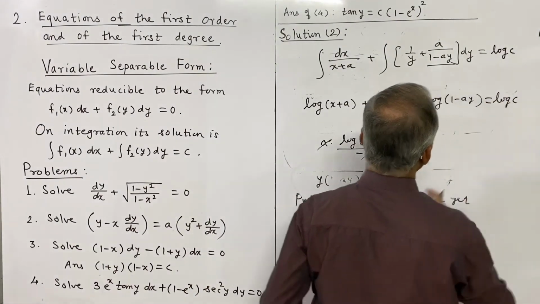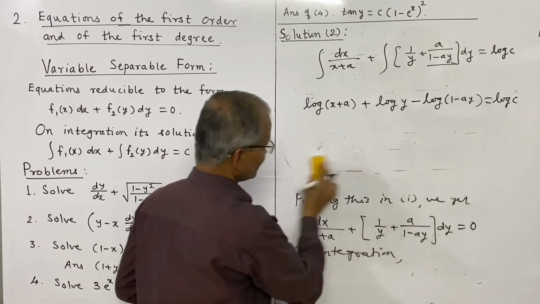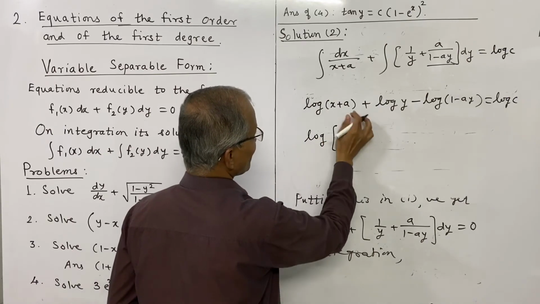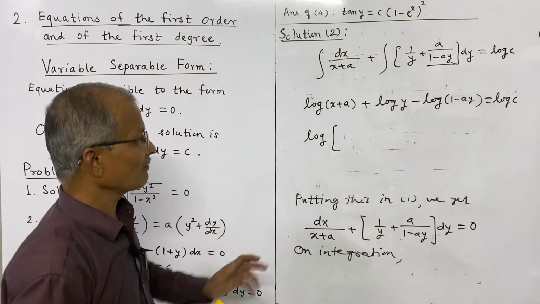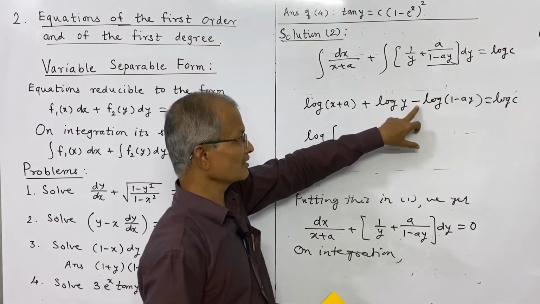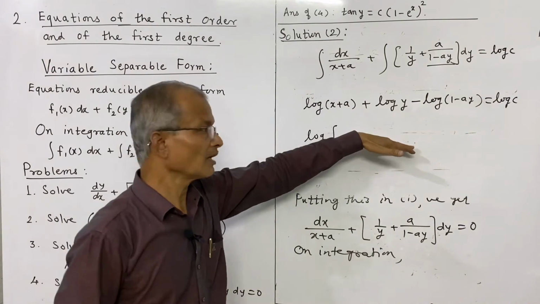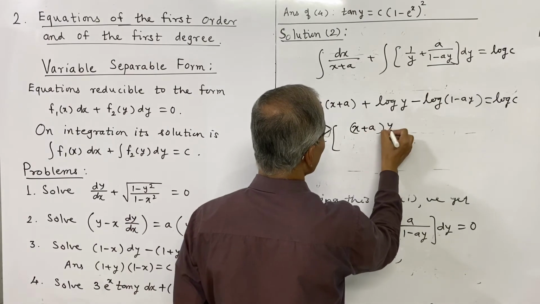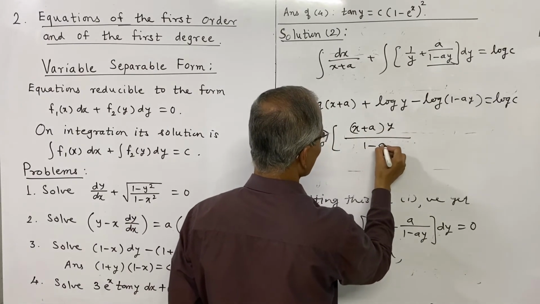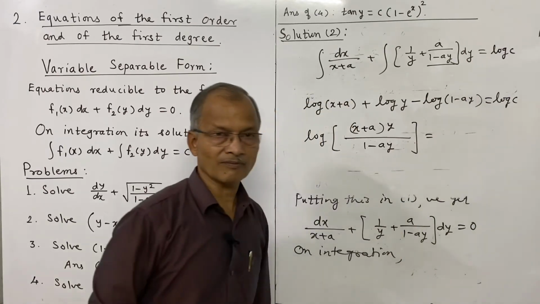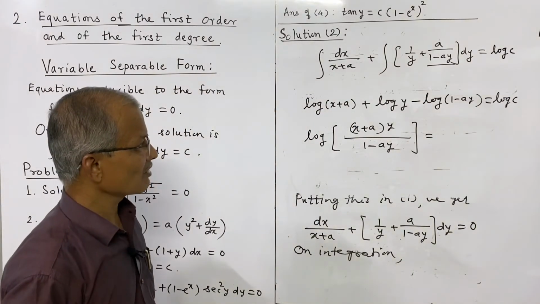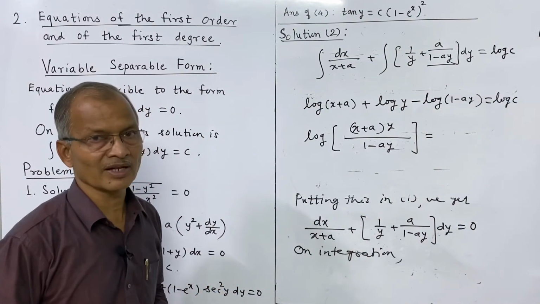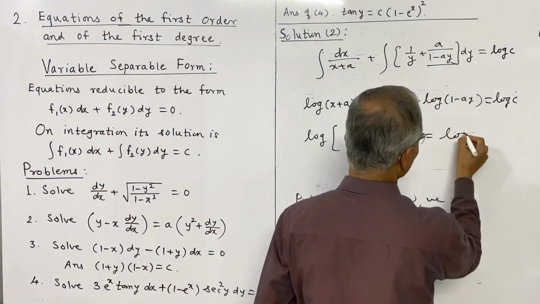and this is log of c. Now we can use laws of logarithm to simplify this, and that will be log of, when there is addition, it is log of the product of the terms, and when there is subtraction, it is log of the quotient. So this will be x plus a into y divided by 1 minus a into y by laws of logarithm. Log of x plus log of y is log of x into y. Log of x minus log of y is log of x divided by y. Those laws we have used.